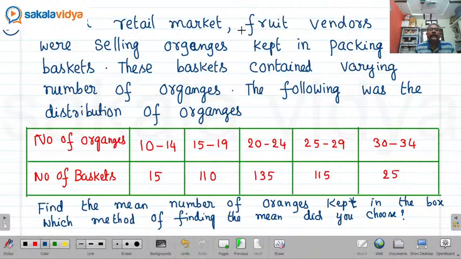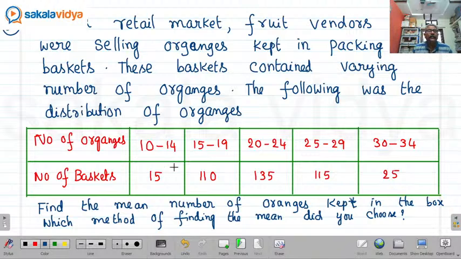In a retail market, the fruit vendors were selling oranges kept in packing baskets. These baskets contained a varying number of oranges. The following was the distribution of oranges. Find the mean number of oranges kept in the box. Which method of finding the mean did you choose? Generally we choose the step deviation method, because the frequency is very high, so we have very big values, so it is better to choose the step deviation method.